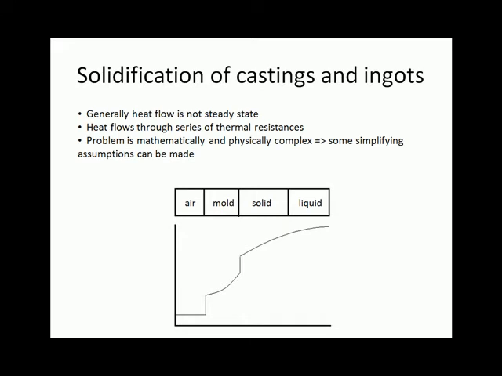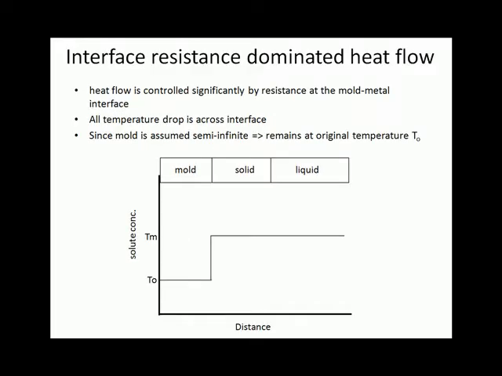Solidification of castings. In most castings and ingot making processes, heat flow is not steady state. Heat flows through a series of thermal resistances. And if we try to model and solve this situation, the problem is mathematically and physically very complex. So we can use some simplifying assumptions, like we can take the interface resistance to be very much larger than the resistance drop in the mold and solid.